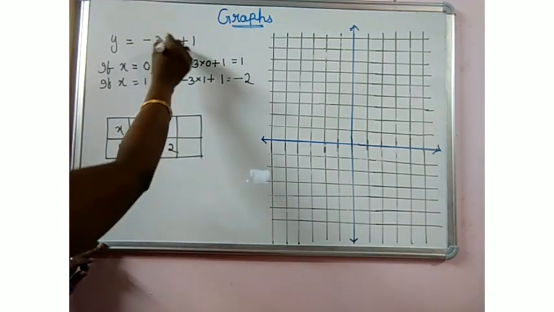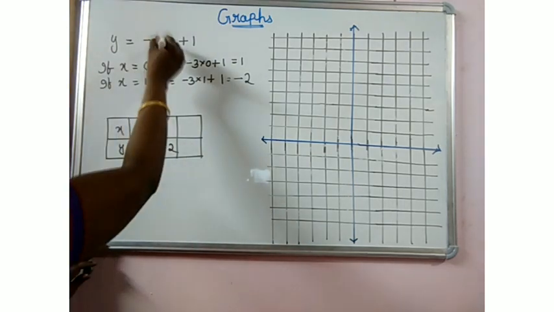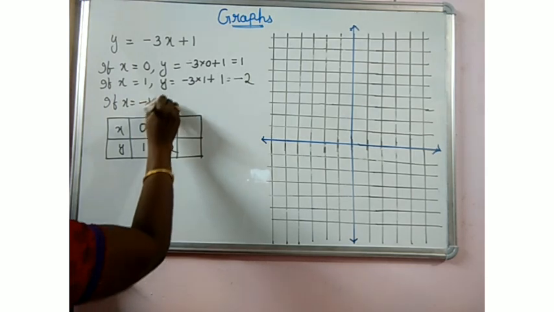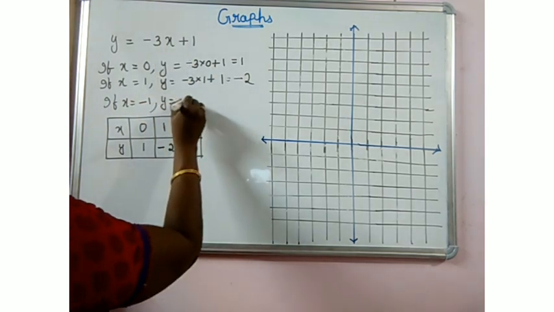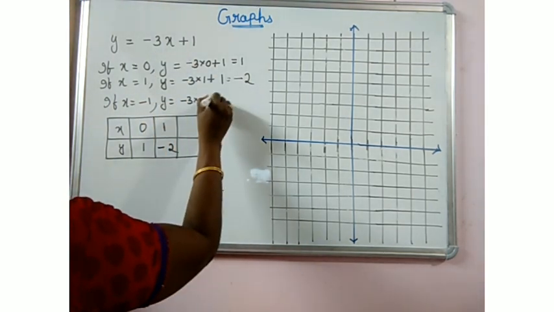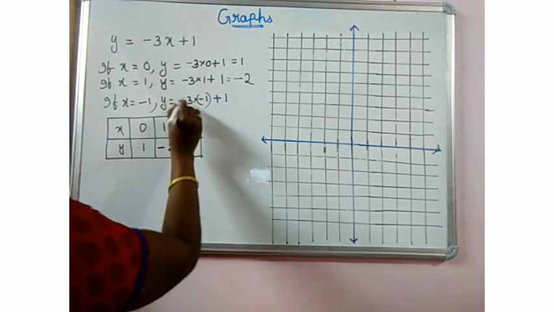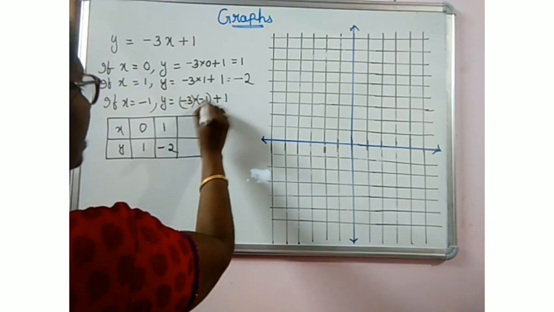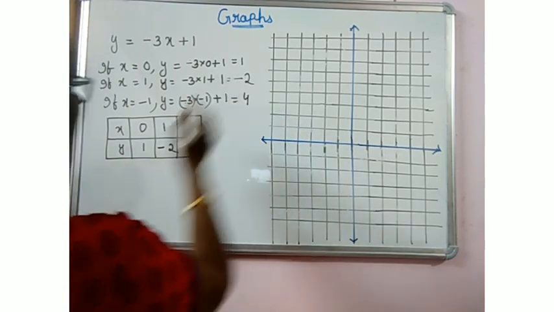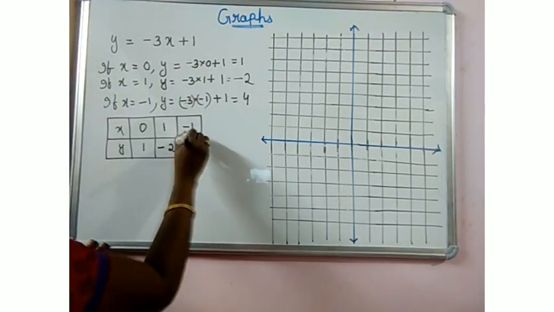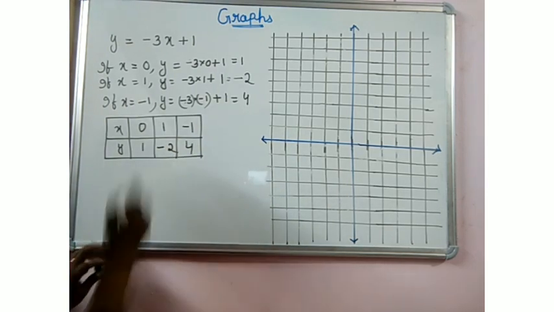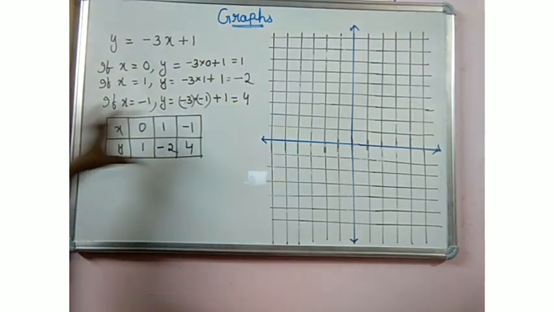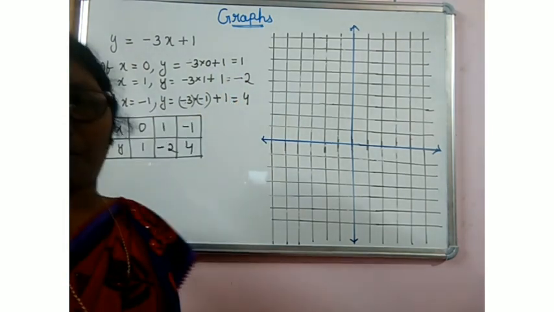Now, let me take x value minus 1. What happens? If x is equal to minus 1, y is equal to minus 3 into minus 1 plus 1. Minus 3 into minus 1 is plus 3. Plus 3 plus 1 is plus 4. So, if x is minus 1, y value is 4. Whatever we thought and whatever we got, I have written in tabular form.